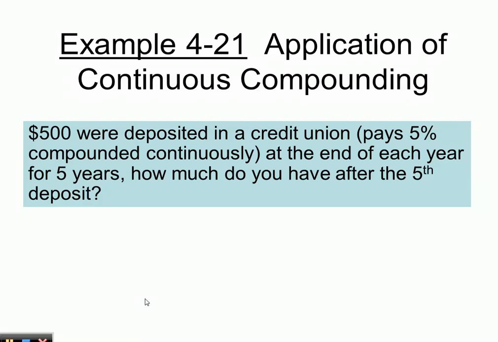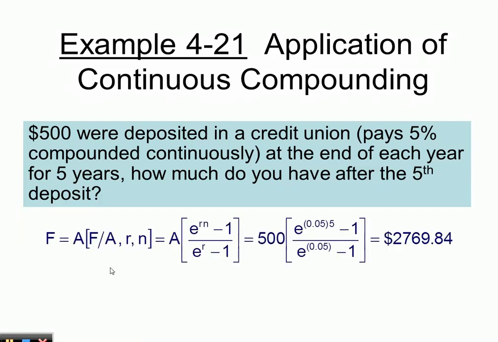So here's another example. We have $500 deposited in a credit union that pays 5% compounded continuously at the end of each year for 5 years. How much do you have after the 5th deposit? Here again, what we need to find is the future amount, because it says how much you have after the 5th deposit, and we do it for 5 years. We're depositing 500 at the end of each year, so it would be A.